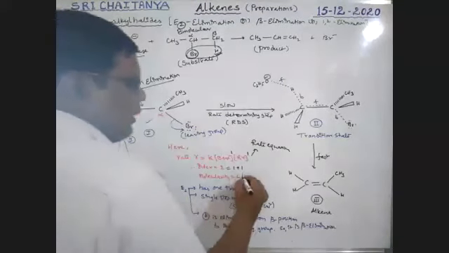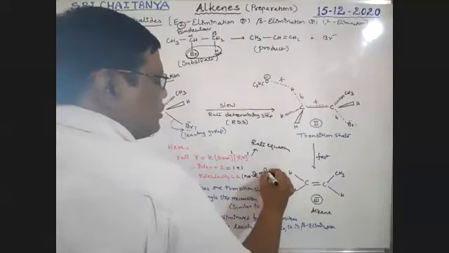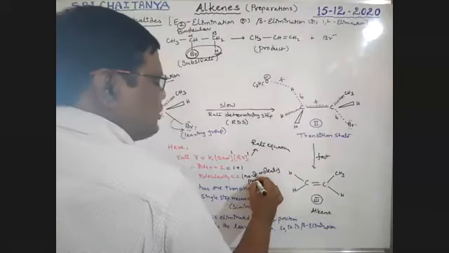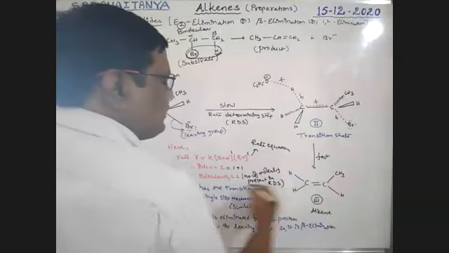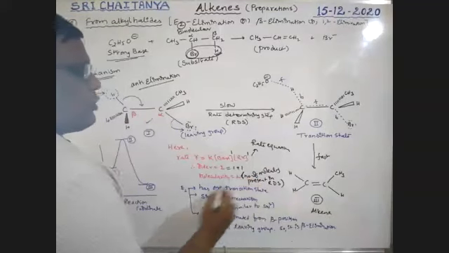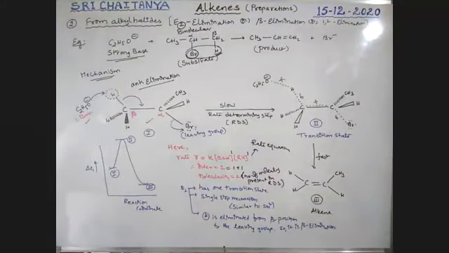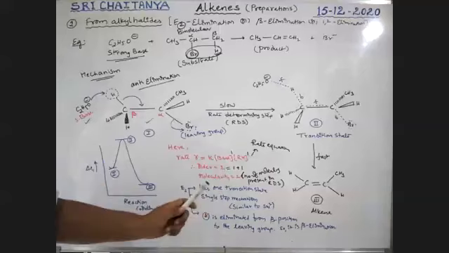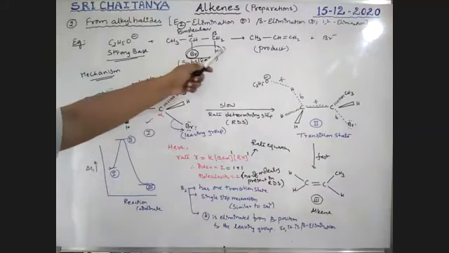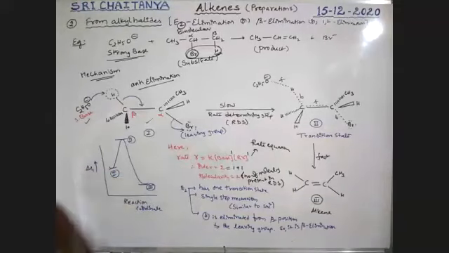That is the number of molecules present in the RDS. That is, the number of molecules present in the rate determining step is nothing but molecularity. Here 2 molecules participate, therefore molecularity is 2. Order is nothing but the sum of the powers of the concentration terms in the rate expression, boys. So that is 1 plus 1, it is 2. For beta elimination, order is equal to 2, molecularity is equal to 2, boys.